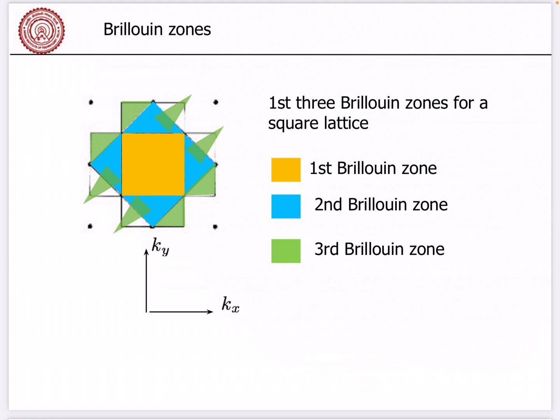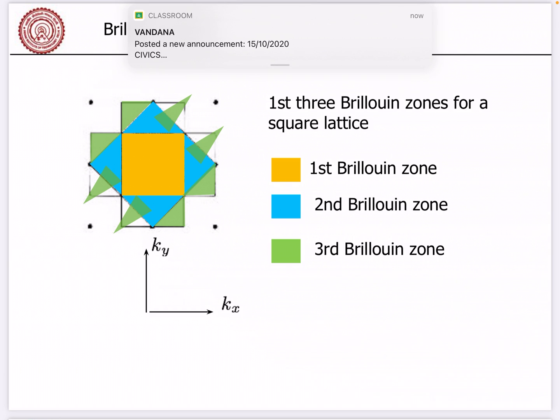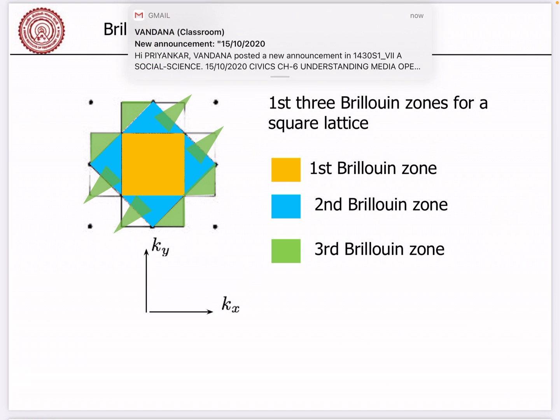For the second Brillouin zone, you connect to the next nearest neighbor, right? So next nearest neighbors are at the corner. Join the central point to the corner point, and draw a perpendicular bisector. So what you get is the blue region. So the blue region beyond the yellow region is the second Brillouin zone. Okay, so similarly you go on to the next one, so that will be the third Brillouin zone.